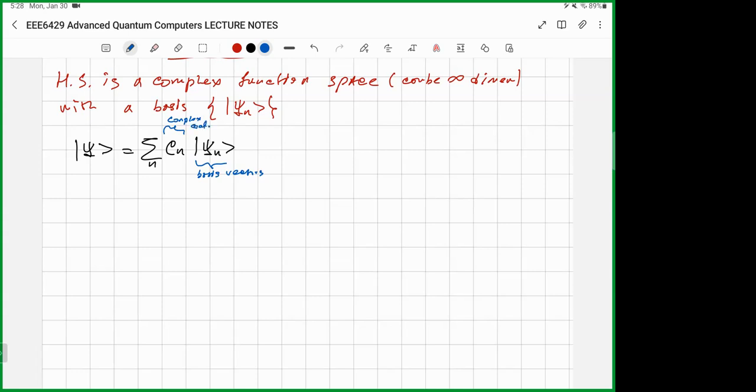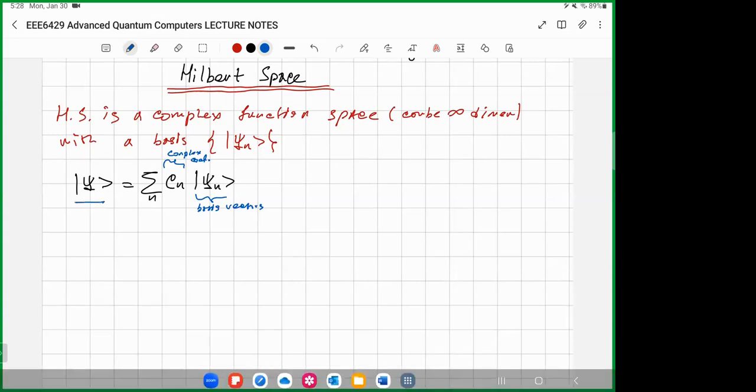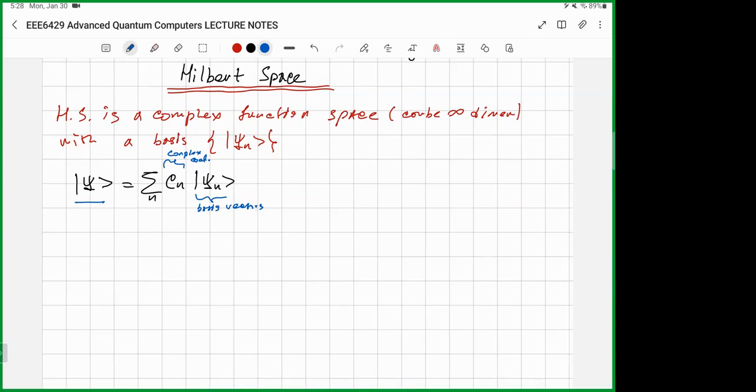The fact that this Hilbert space is complex basically means that the projections of this vector psi on the corresponding basis vector psi n are complex. So projections are complex. And this is very important for the quantum theory because, as we will see, these Cn correspond to the probability amplitudes, and they must be complex.